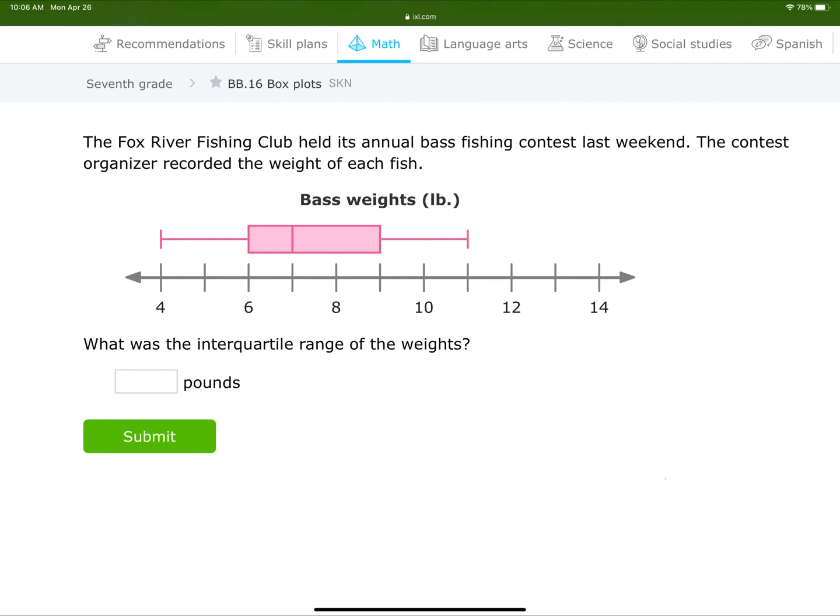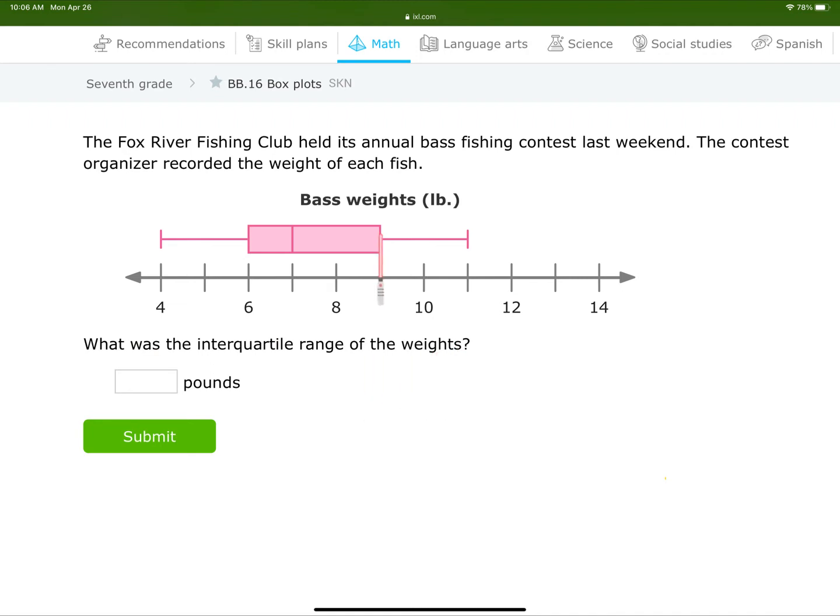The Fox River Fishing Club held its annual bass fishing contest last weekend. The contest organizer recorded the weight of each fish. Here's the weight of each fish. What is the interquartile range of the weights?